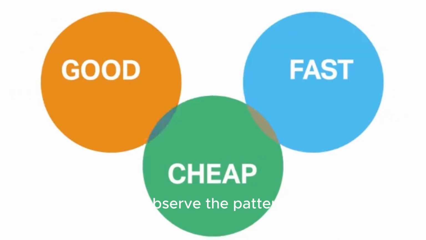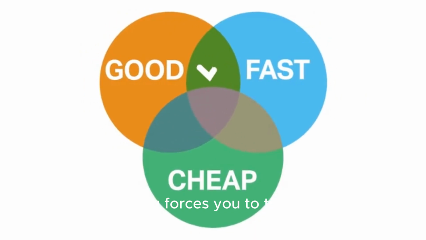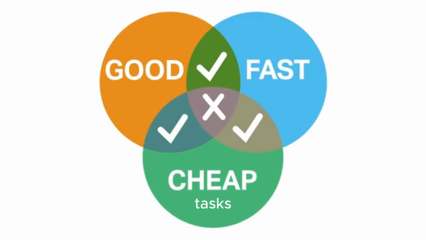Observe the pattern. Underpricing forces you to take on more clients to hit your income target. More clients generate more operational tasks. More tasks create more interruptions. More interruptions degrade your output quality. Lower quality demands more revisions. More revisions require more time. More time means less capacity for new revenue.